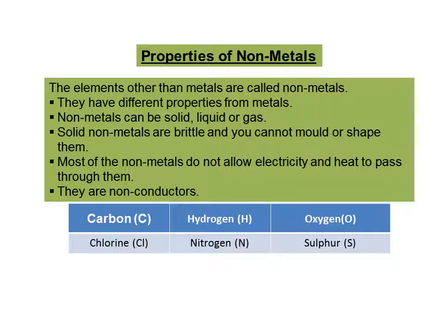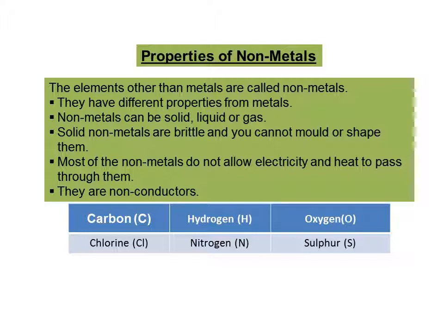Most of the non-metals do not allow electricity and heat to pass through them. So this is an entirely opposite feature as compared to the metal elements. Metal elements were very good conductors of heat and electricity, but most of the non-metals do not allow electricity and heat to pass through them because these are non-conductors. Non-metals are non-conductors. Some examples have been shown to you.